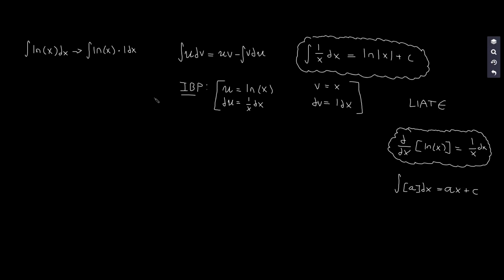And so we can put this into our formula. We're looking at this part of the formula here. We're going to set this up: u times v, ln of x times x, minus the integral of v times du, x times 1 over x, integration with respect to x. Well, this is going to become x times the natural logarithm of x, minus the integral of 1, integration with respect to x.